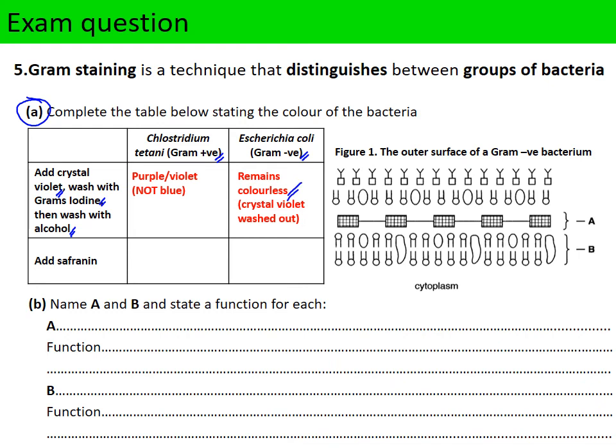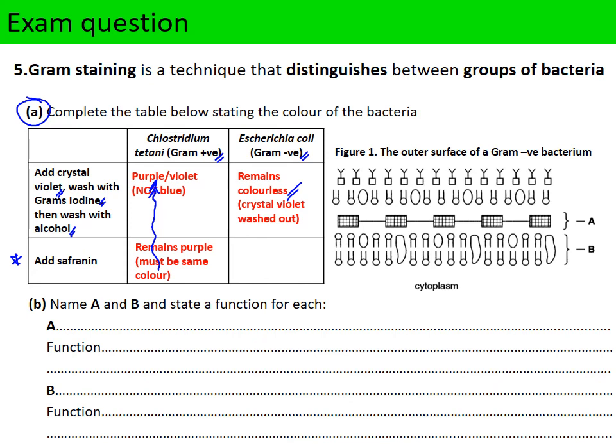Now the next row at the bottom says what would happen when safranin has been added as the last part of the gram stain. Now we know gram-positive bacteria are a dark purple colour, so adding a lighter reddish pink counter stain actually doesn't have much of an effect, so they remain purple. So it must be the same colour as the answer that we put up here. Now we don't actually say crystal violet's a blue colour, it's a darker purple or violet colour.